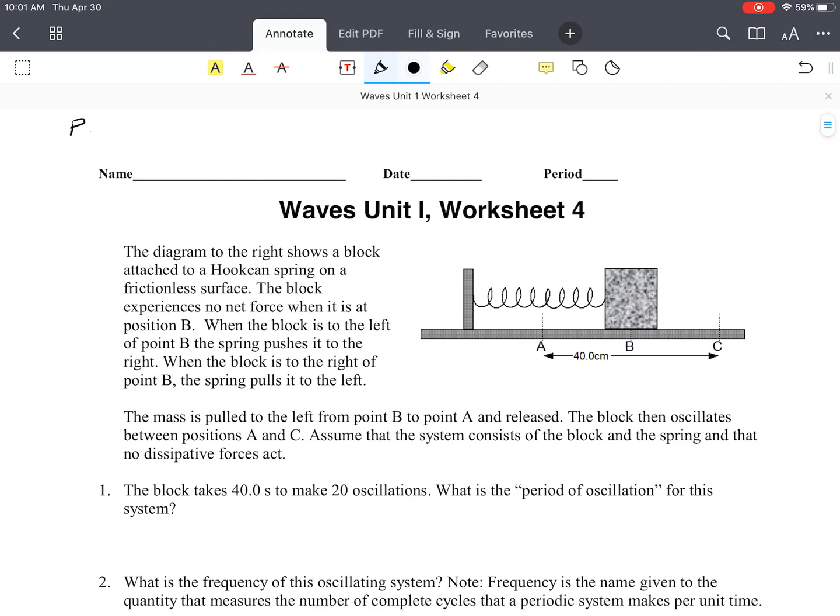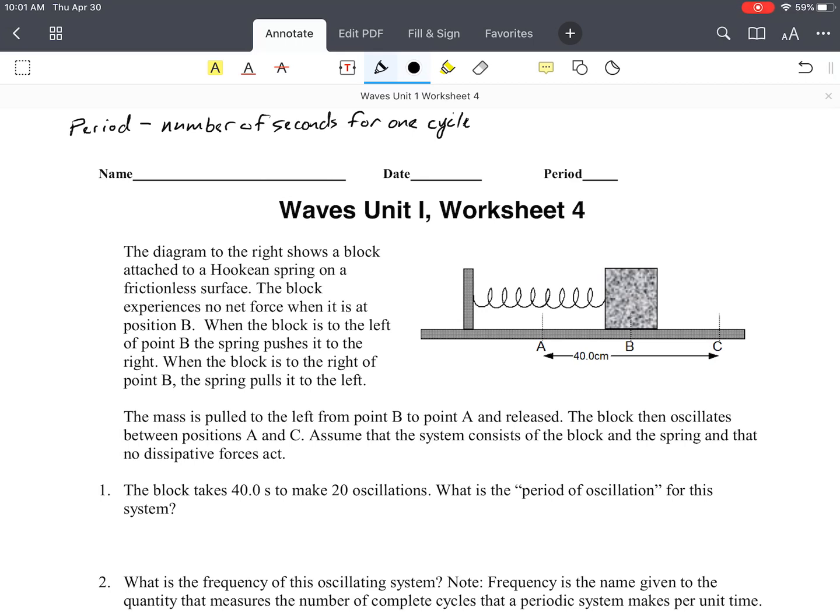The first thing I want to write is a quick definition for period. I know we've already defined it, but I want to define it in a more specific way. The period is going to be the number of seconds for one cycle. So period is always the time it takes for a cycle, and more specifically, we're going to say the number of seconds for one cycle.